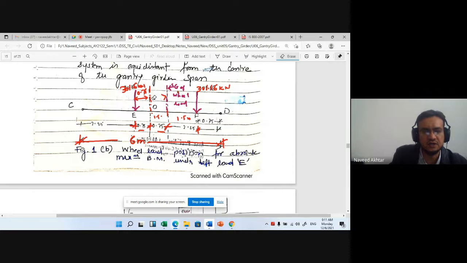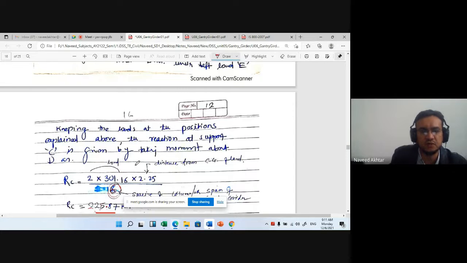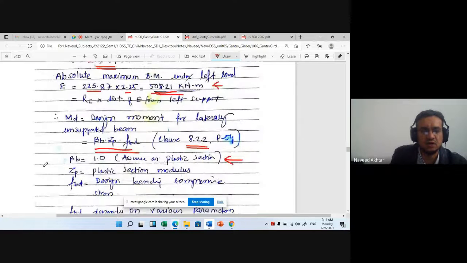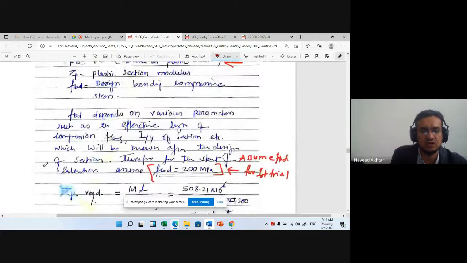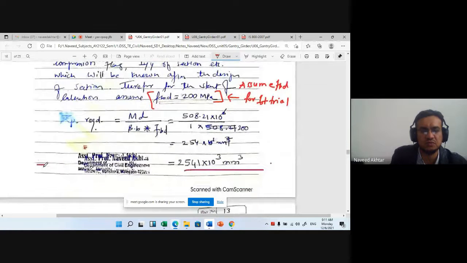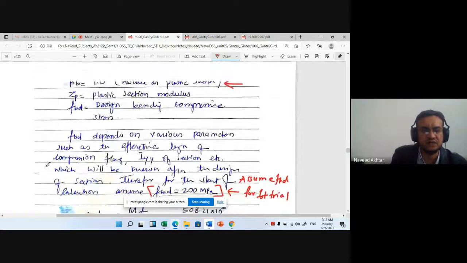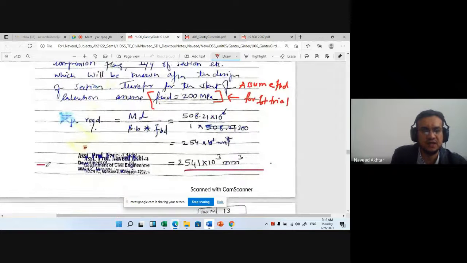If these two are equidistant, then we say that your gantry girder has the maximum bending moment. So we have to find out the maximum bending moment, and also the horizontal thrust will be there because moving loads are there, so we have to find that out also. And for the ZP required for the initial section, we have to assume the FBD, and then from the assumed FBD you can find out the ZP required.